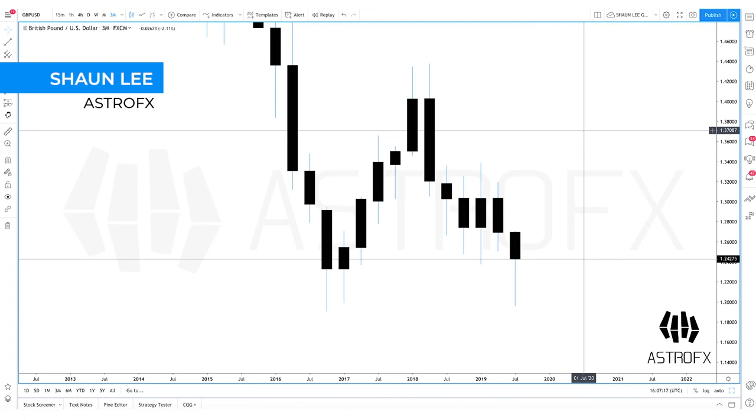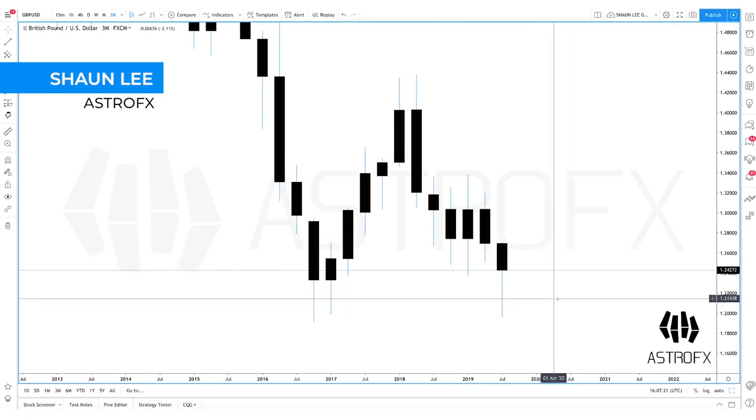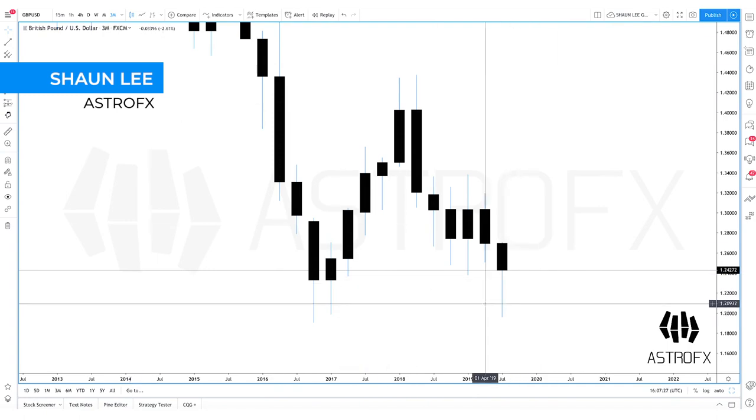So again, this is just a scope. We don't need to draw any analysis on here. If you want to, you could maybe put an annotation here, 1.2, and explain to yourself what's happened. Save the chart, put it in a folder.